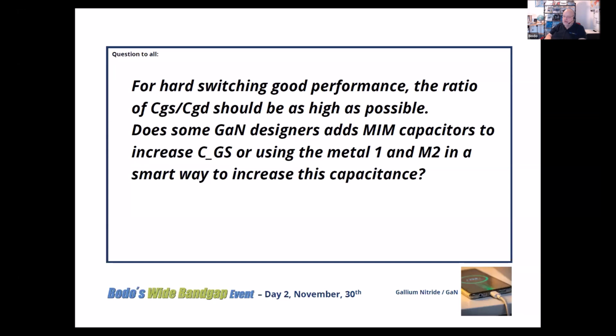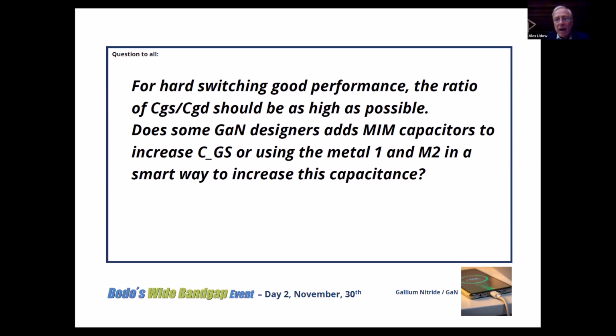It's also to all of you: for hard switching, good performance, the ratio of CGS and CGD should be as high as possible. Do some GaN designers add MIM capacitors to increase CGS, or use metal 1 and M2 in a smart way to increase this capacitance?